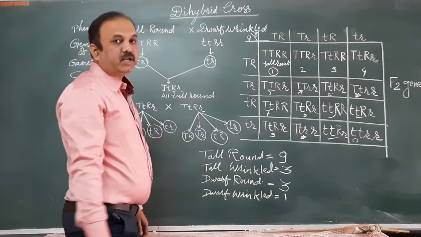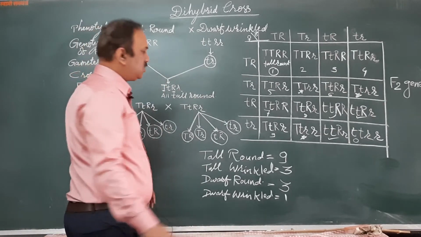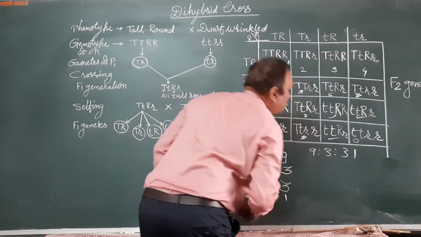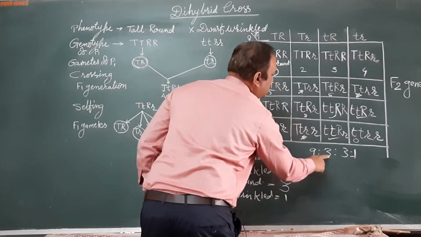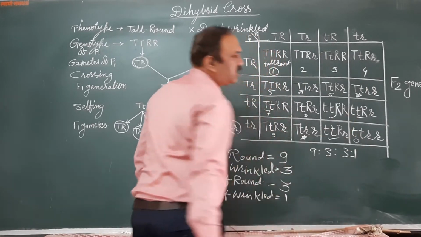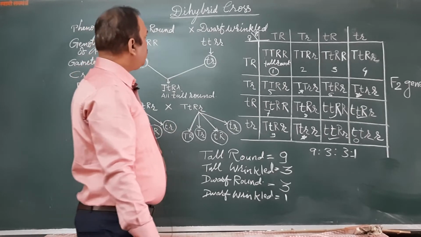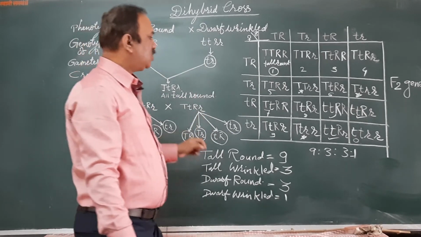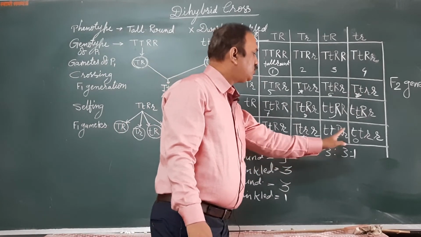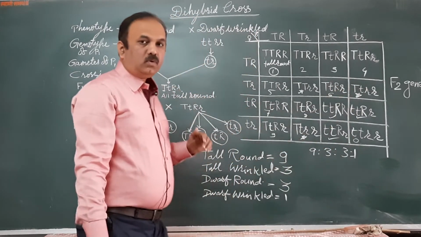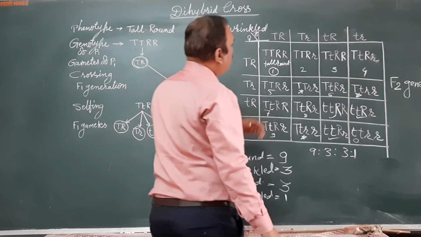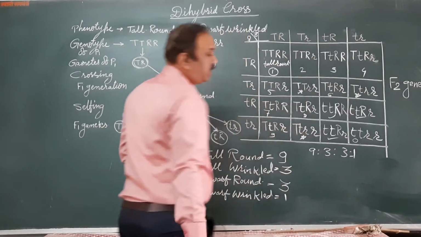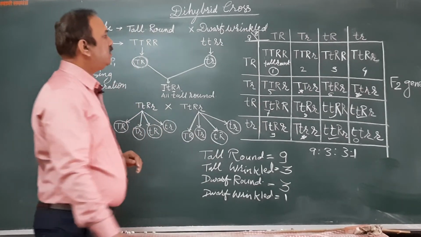So the phenotypic ratio of this dihybrid cross is 9:3:3:1. See the total: 9 plus 3 plus 3 plus 1 comes out to be 16. So the phenotypic ratio of the dihybrid cross comes out to be 9:3:3:1. Now that will be homework for you, or an activity for you, to count the genotypic ratio. How will you count it?